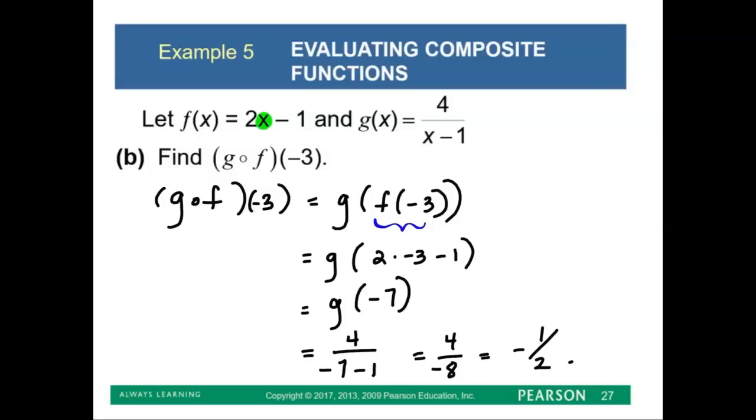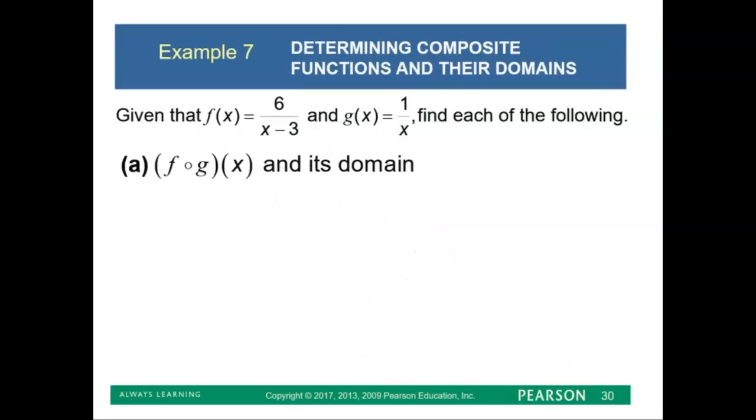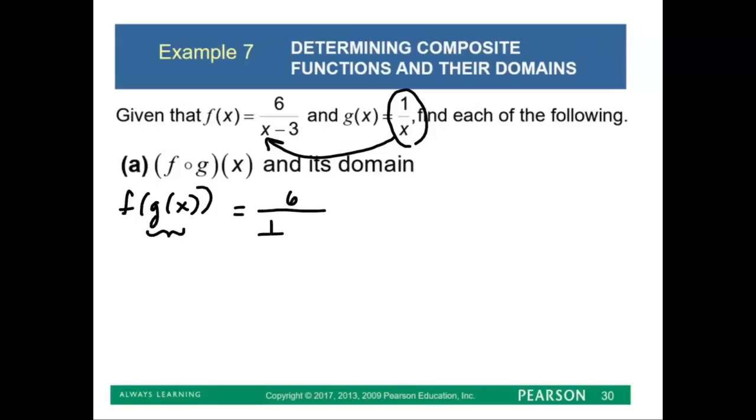Okay, we're almost done. All right, just a couple more problems here. We're going to find f of g of x and name its domain. So we translate this composition notation into function notation. Our inside function is g of x, so we're going to take g of x and put that inside of our function f. So in place of x in f, we're going to replace that with g. So we have 6 all over 1 all over x minus 3.